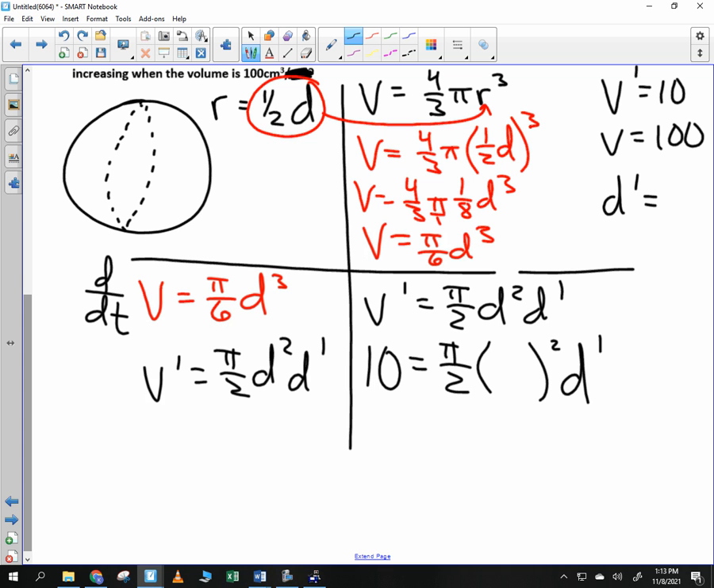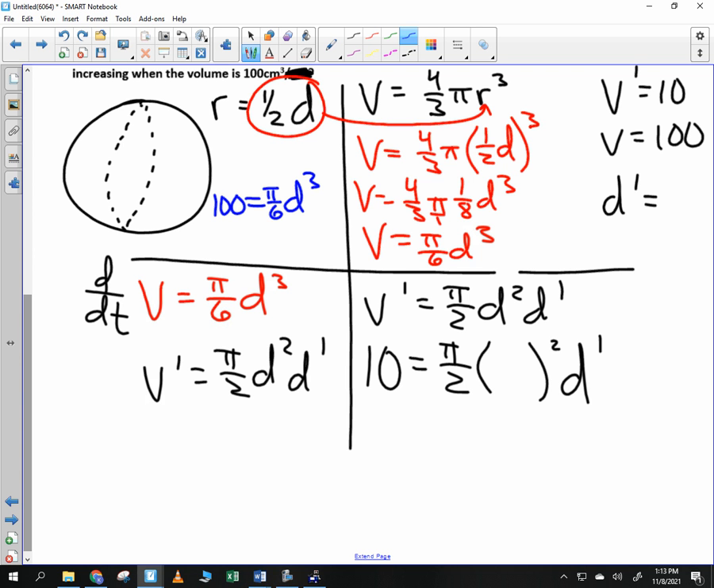What do I put in for d? I don't have the current diameter, do I? I have the current volume. If I know the volume is 100, could you find the current diameter? So let's do that. So I have 100 is equal to pi over 6 times d cubed. That's going to allow us to find the diameter and plug it in there. How would you solve that equation?